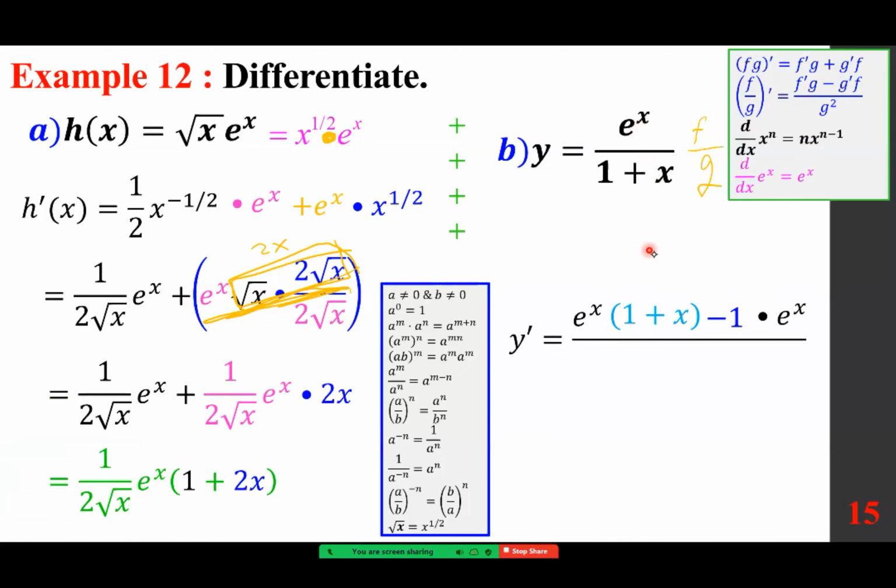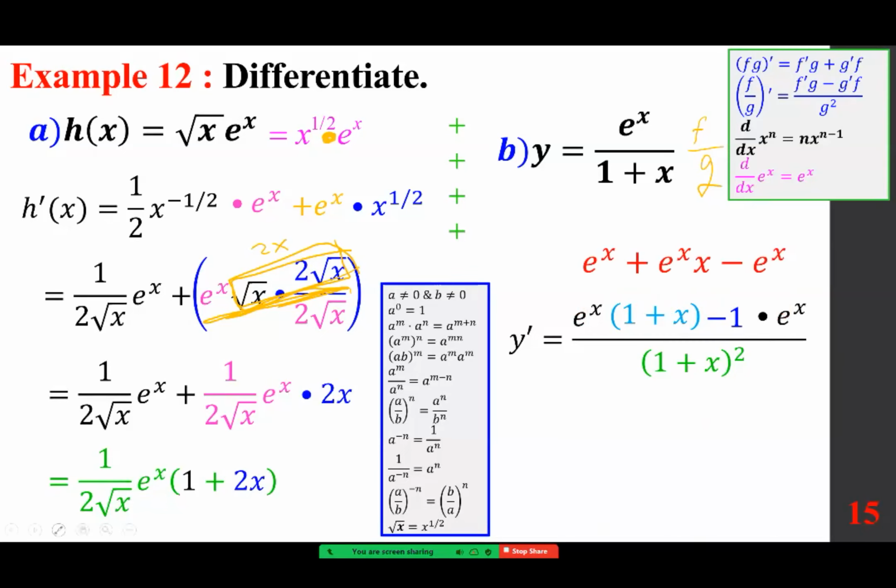And just write the denominator in parentheses and square it. And we are done with calculus. All we have to do is simplify the numerator. This is e to the power of x, so e to the power of x times x. This is minus e to the power of x.